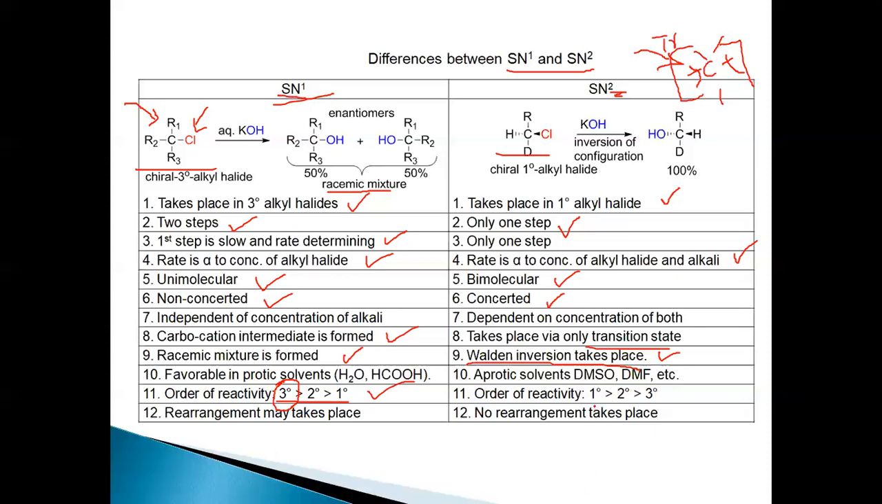And the order of reactivity here in SN2 is just opposite. Primary is more reactive than secondary than tertiary. Here in SN1 the rearrangement may take place because the carbocation intermediate is involved. It's more than one step, so the rearrangement may take place here. In SN2 there is no scope for rearrangement.